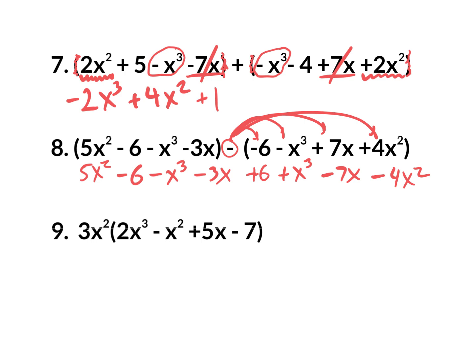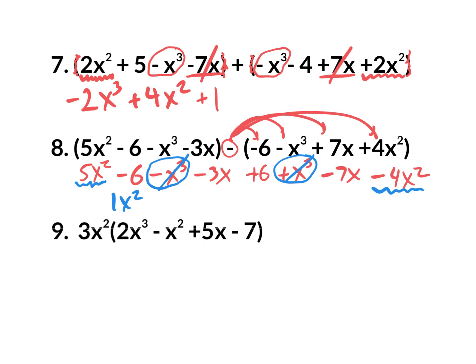So we're going to start with our highest exponent term, the negative x to the third, with the positive x to the third. What happens? They disappear. They cancel out. And then you move on to your x squared terms. You have a 5x squared with a minus 4x squared. What do I get? I get 1x squared. And you don't even have to actually write the 1. If you want to, go ahead.